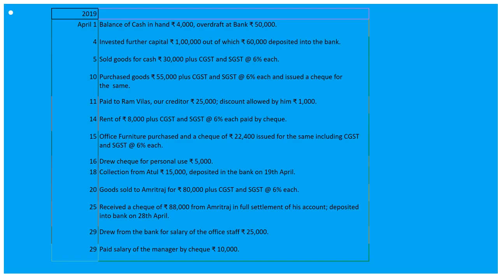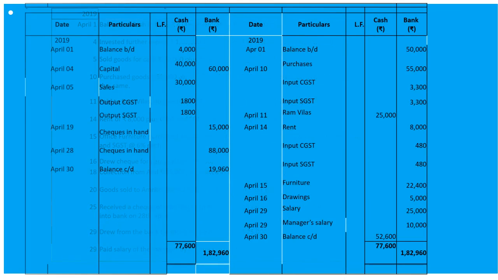Yes, the first transaction is balance of cash in hand and bank overdraft. So the cash in hand balance will be to balance b/d, and the bank overdraft balance will be by balance b/d 50,000 in bank. Fine. April 4, invested further capital, out of which 60,000 deposited into bank. So to capital account, April 4, 40,000 will be in cash and in bank 60,000 will be there.